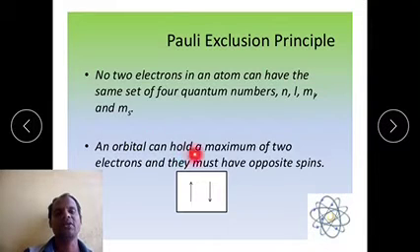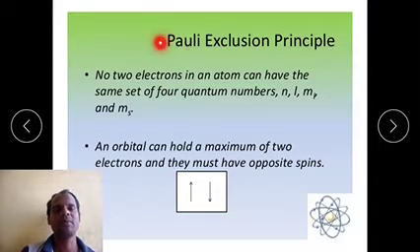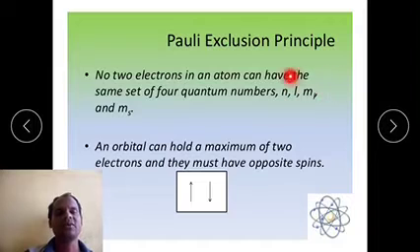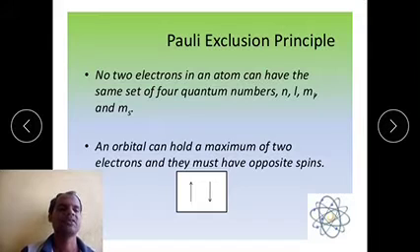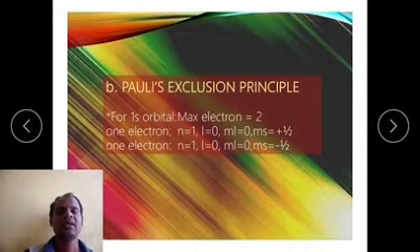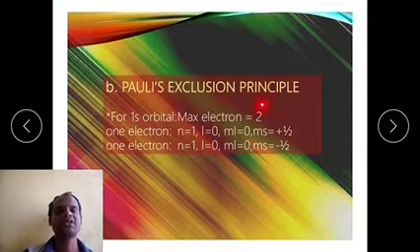An orbital can hold a maximum of two electrons, and they must have opposite spins. In Pauli's exclusion principle, no two electrons can have the same n, l, m values but differ in the spin quantum number. Example of Pauli's exclusion principle.